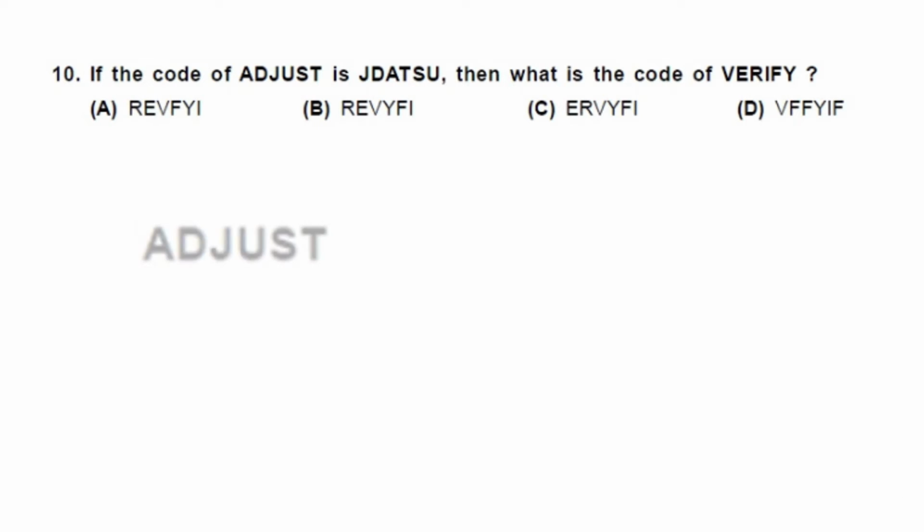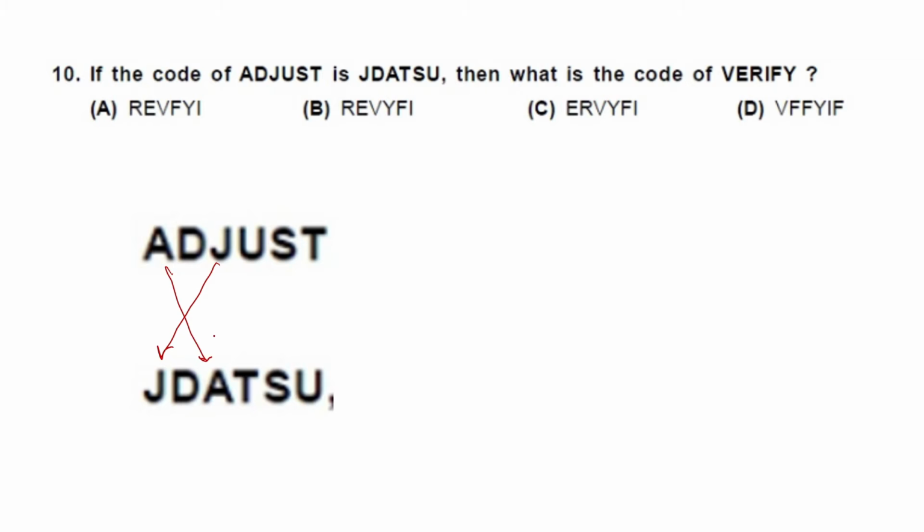Well, if you look at the word adjust and also write the word JDATSU, which is supposed to be its equivalent, you will notice the pattern is that the third and the first alphabet have been replaced, and then the fourth and the sixth alphabet have also been replaced. That's how we get it. Same thing we'll try with verify.